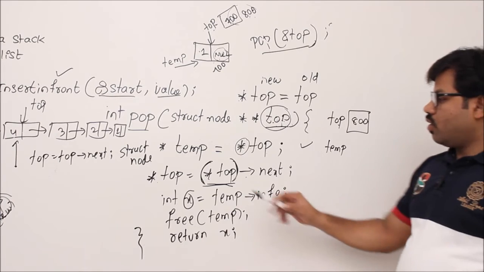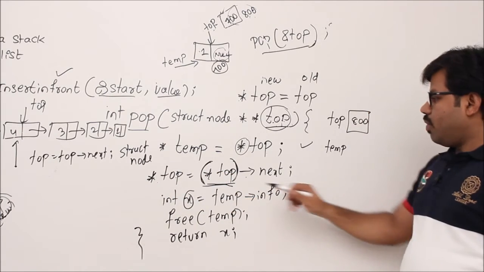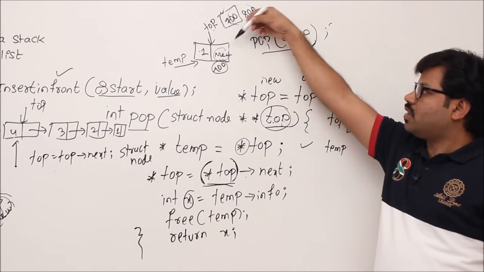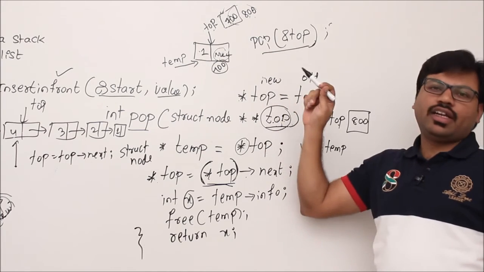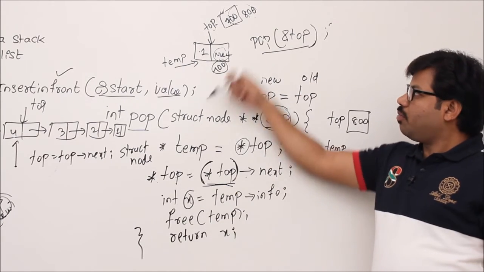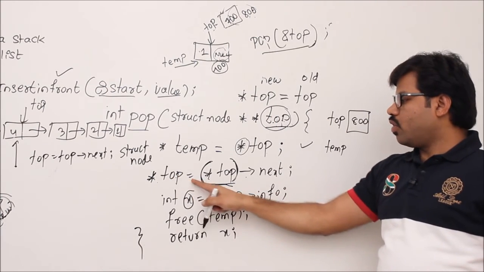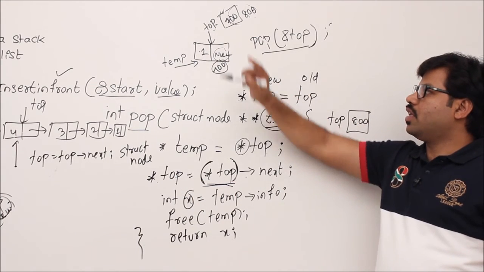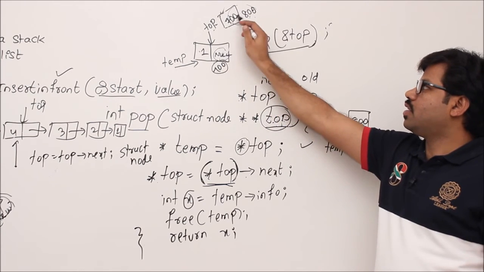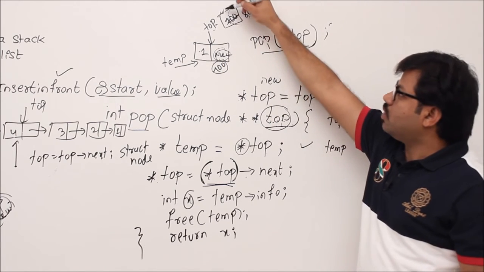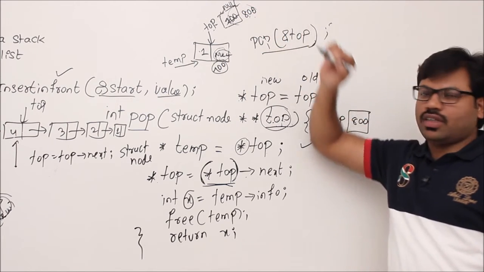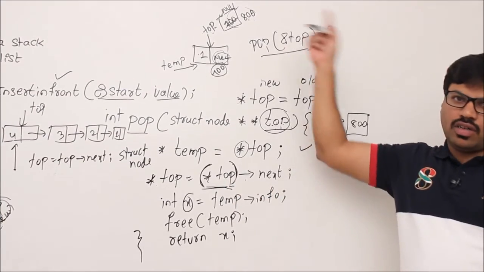So whenever you see star top, from now onwards, star top is always top. So star top behaves like top. When you see star top, feel like you have top. This top. Now top equal to top cap next with respect to this one. Then what happens? Top will become top cap next, null. So this top will be updated. The reason is star top is nothing but that top.